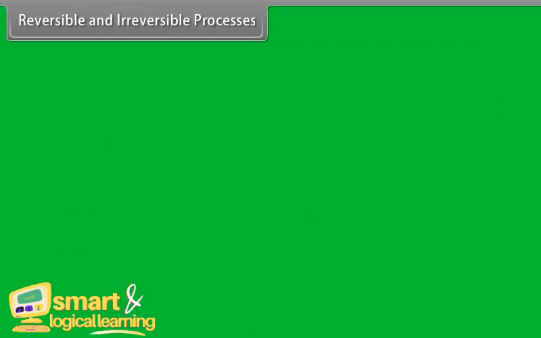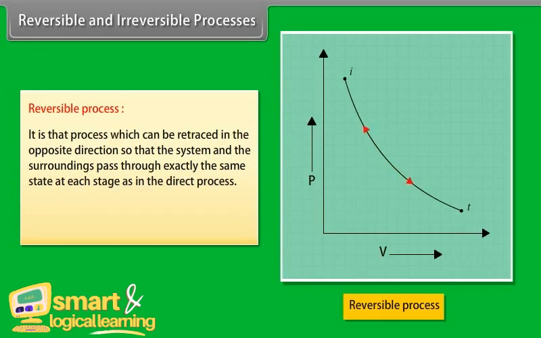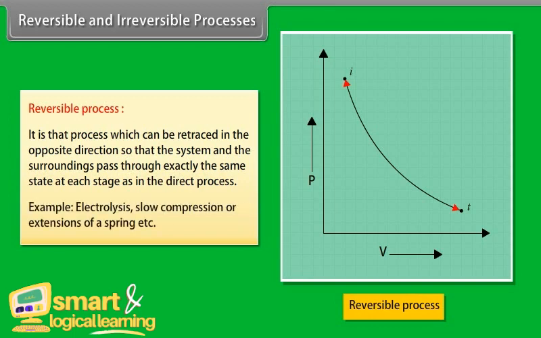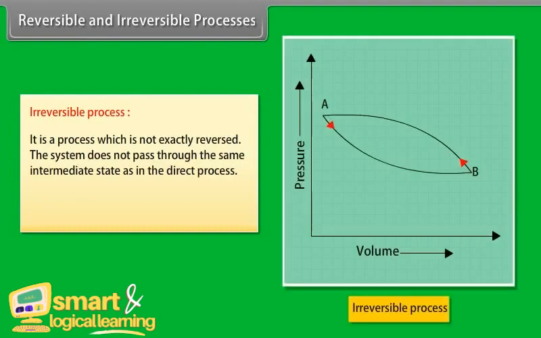Reversible and irreversible processes. Reversible process. It is the process which can be retraced in the opposite direction so that the system and the surroundings pass through exactly the same state at each stage as in the direct process. Electrolysis, slow compression or extension of a spring are examples of reversible process. Irreversible process. It is a process which is not exactly reversed. The system does not pass through the same intermediate state as in the direct process. All chemical reactions and natural processes are examples of irreversible process.